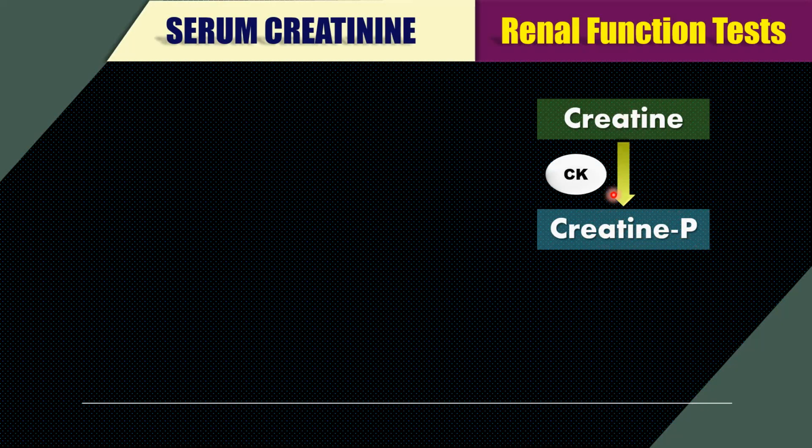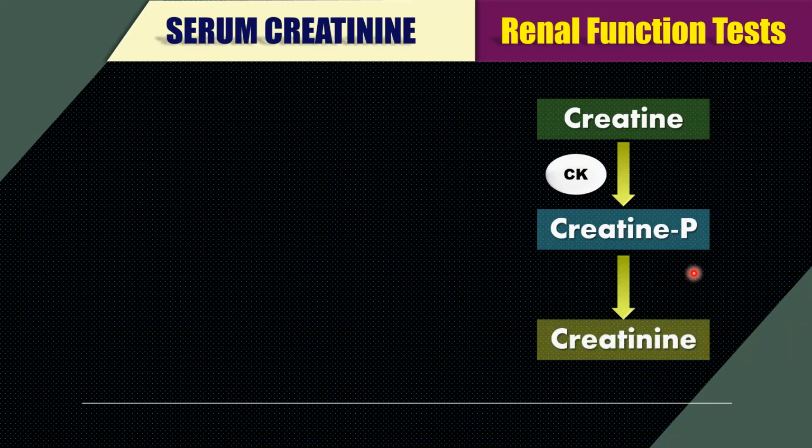The creatine is converted to creatine phosphate, which is an enzymatic conversion with the help of creatine phosphokinase or creatine kinase. Now this creatine phosphate, which is present in the muscle, is converted to creatinine non-enzymatically. So this creatinine is nothing but an anhydride of creatine phosphate or creatine, which will be present in our circulation and excreted by the kidney. This is one of the important renal function tests we are estimating in the blood.